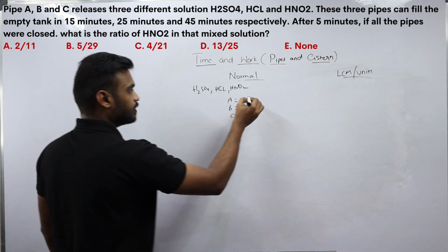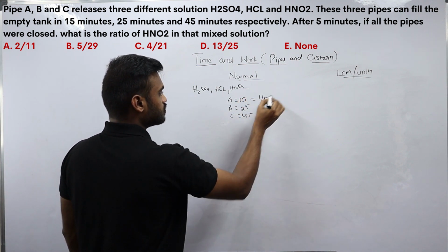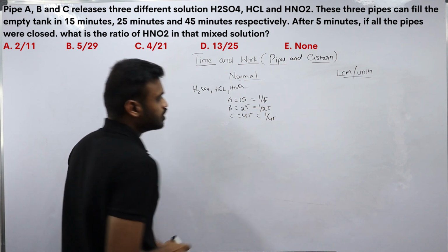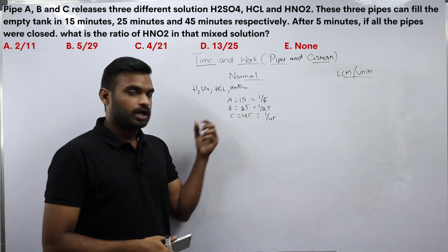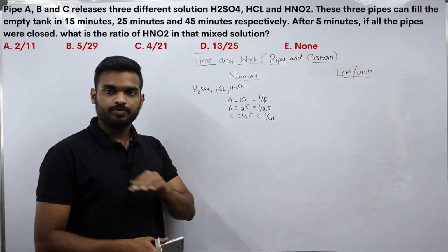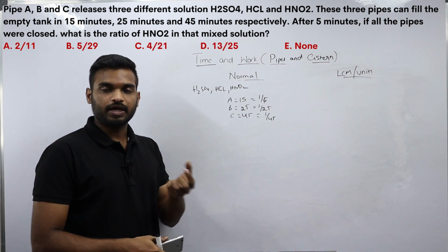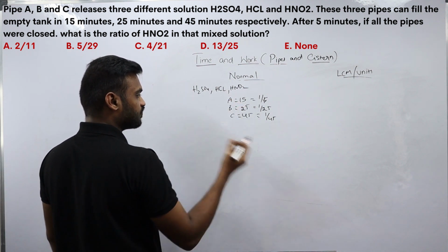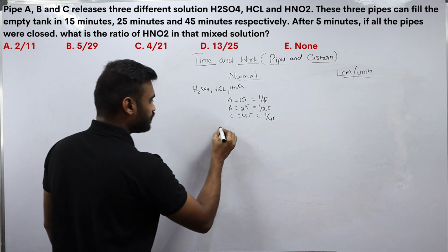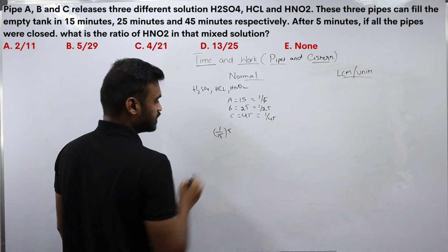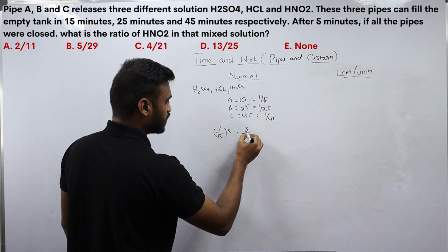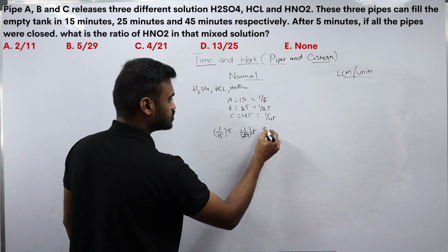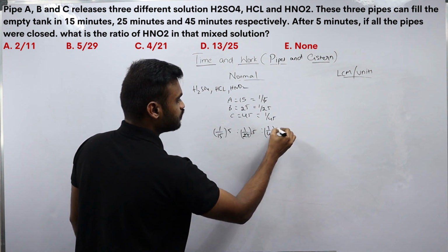So A's 1 minute work will be 1 by 15, B's 1 minute work will be 1 by 25, and C's 1 minute work will be 1 by 45. They are saying that A, B and C are released for 5 minutes. After 5 minutes, all the pipes are closed. So we need to find out the 5 minutes work for A, B and C. A is working for 5 minutes, B is working for 5 minutes, that is 1 by 25 into 5, and C is working, that is 1 by 45 into 5.